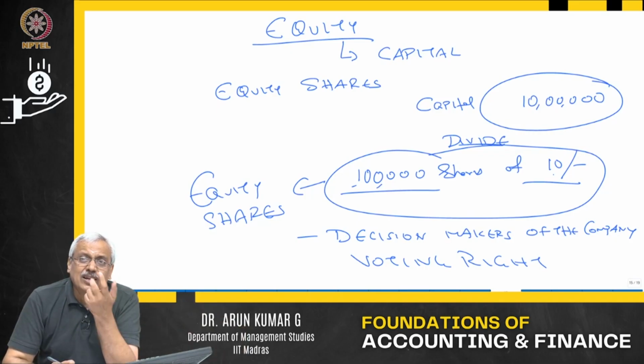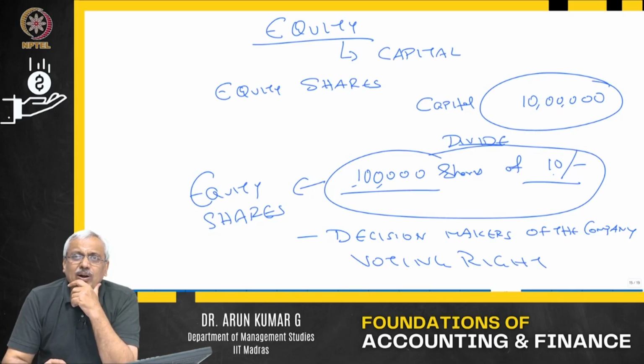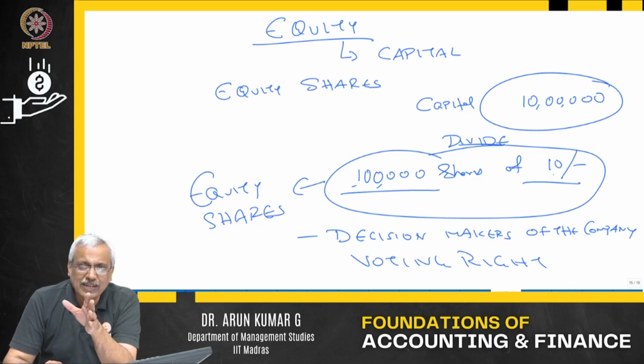So it doesn't mean that you own one share. You have one vote in the process. You own 10 shares, you have 10 votes; you have 100,000 shares, and so on. So you are the owner of the company to the extent of your holding. I repeat, you are an owner of the company to the extent of your holding.